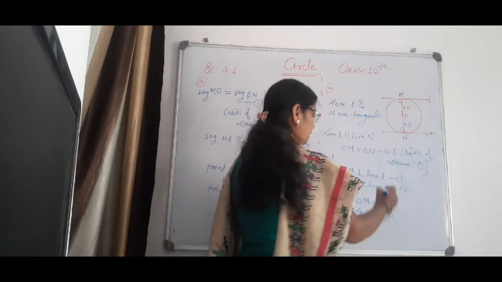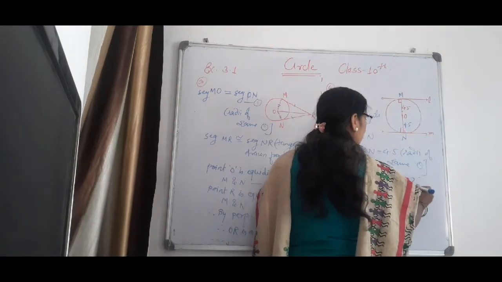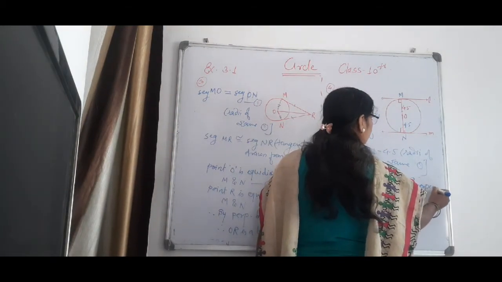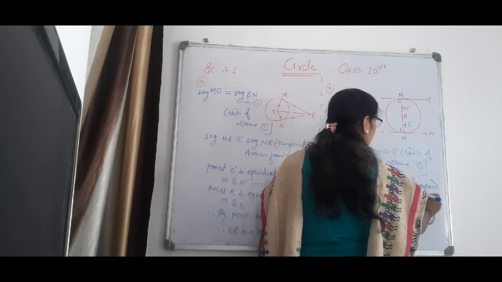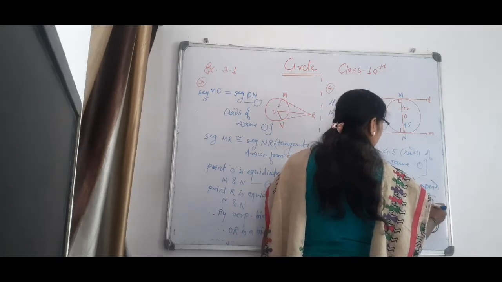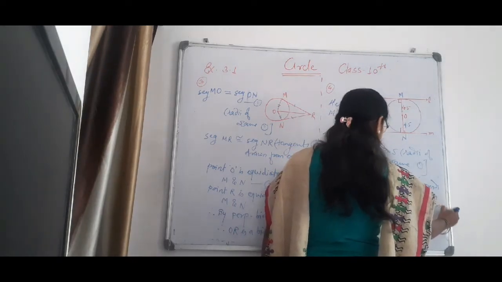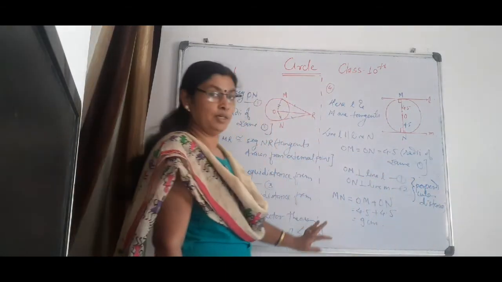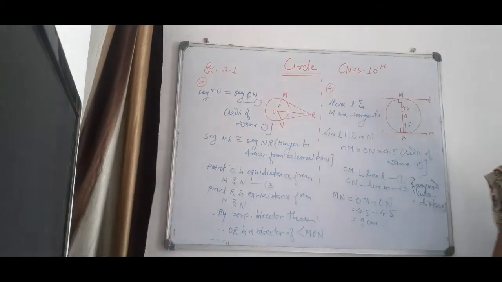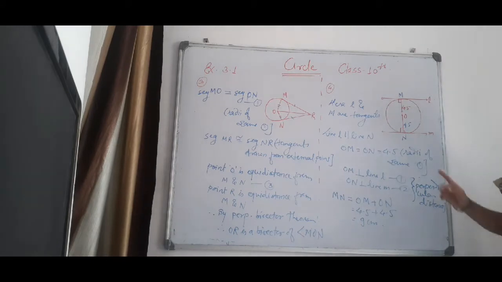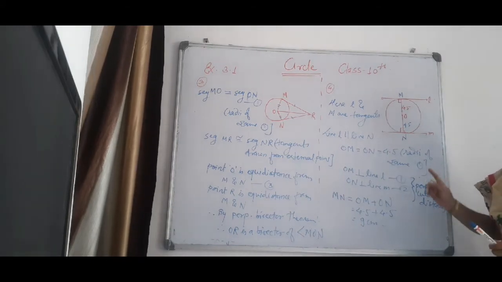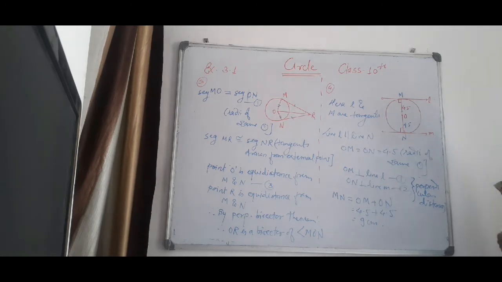What you have to use here? Radii of same circle, and it is which distance? Perpendicular distance. It is a perpendicular distance, and therefore it is 9 centimeters. So students, complete exercise 3.1. All the 4 problems are completed. Now solve these all 4 problems in your copy.